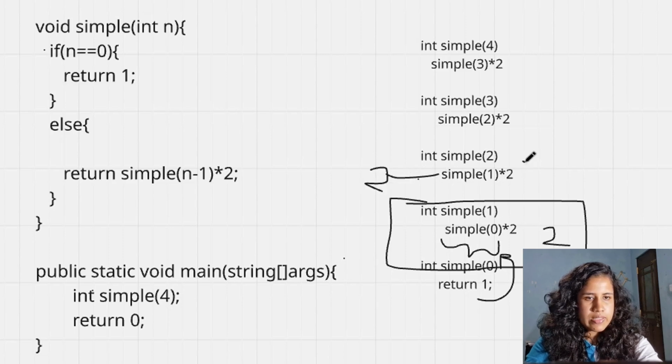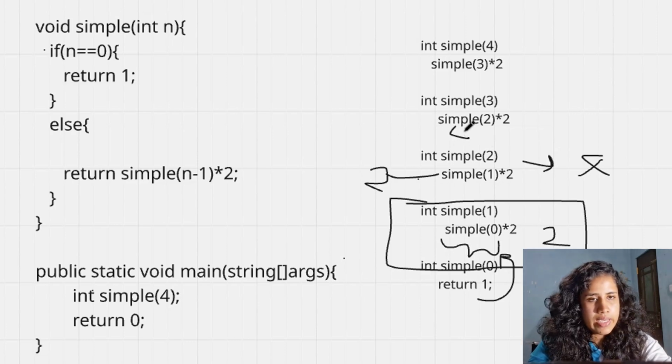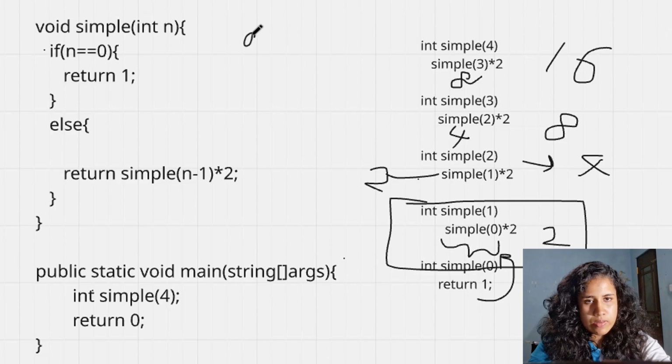So simple 2 returns 4. Here it will be 4 multiplied by 2, which is 8. So simple 3 will give us 8 multiplied by 2, 16. So the function will return the value 16 as the output. So our output is 16.